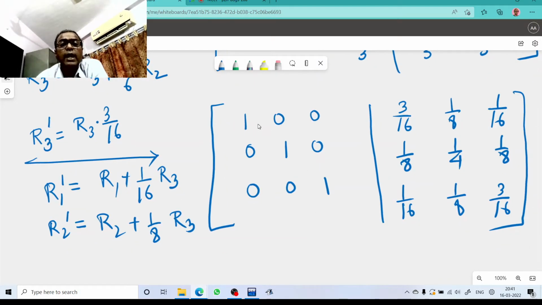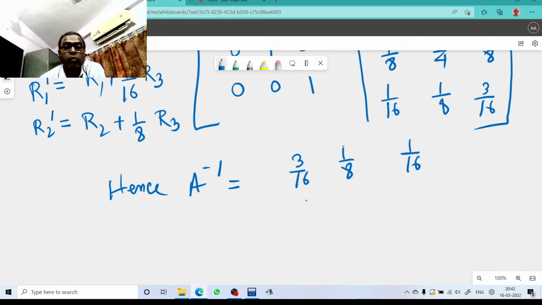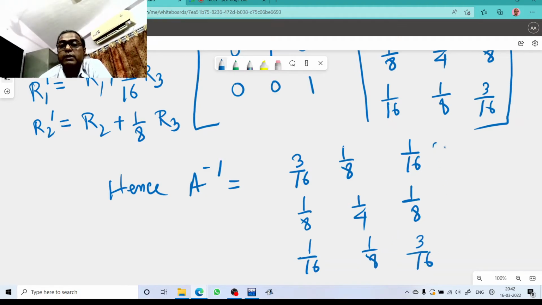Hence, from this, actually this matrix A is the identity matrix. So obviously this matrix is the inverse of the matrix A. Hence A inverse equal to this matrix: 3 by 16, 1 by 8, 1 by 16, 1 by 8, 1 by 4, 1 by 8, 1 by 16, 1 by 8, 3 by 16. This is the inverse of the matrix. Answer is this.